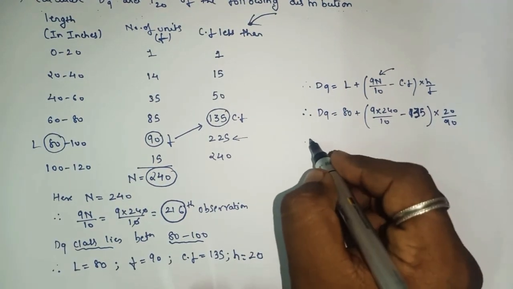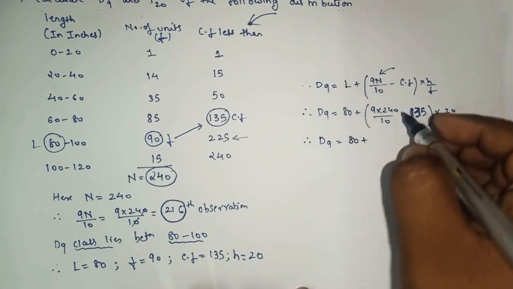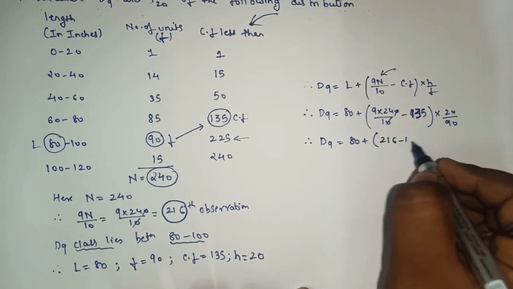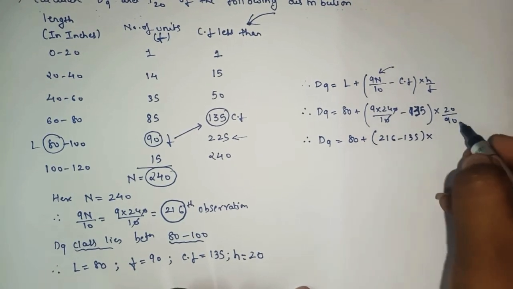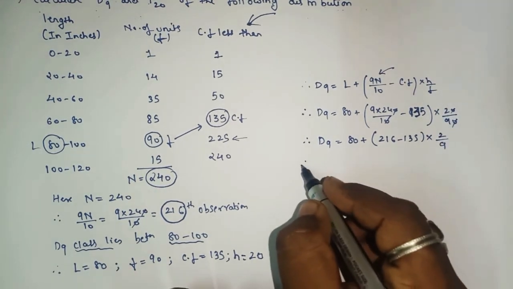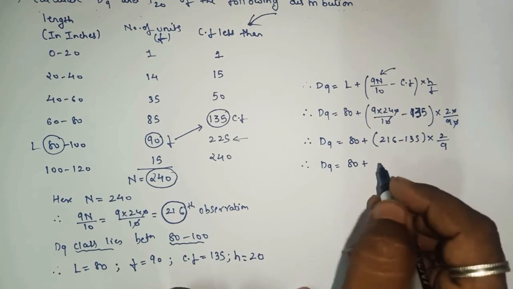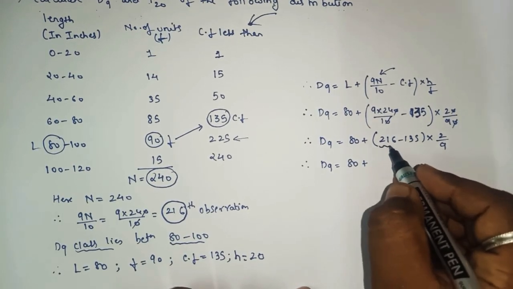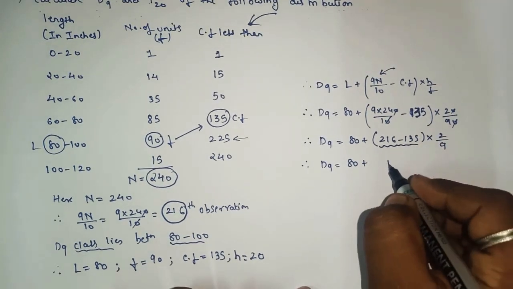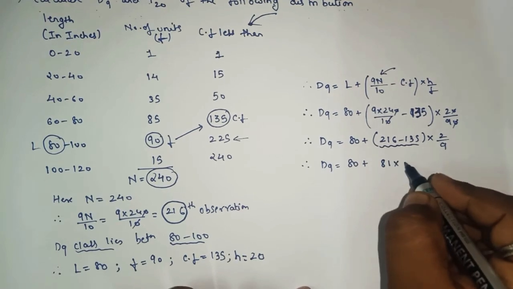So therefore D9 equals 80 plus. Here this part will be what? 216 minus 135, into, we can cancel this 0 and 0, 2 upon 9. So D9 equals 80 plus, when you subtract this number, 6 minus 5, 1, 21 minus 13, you will get 8 into 2 by 9.